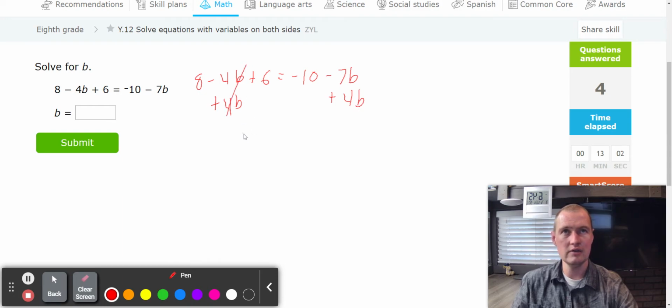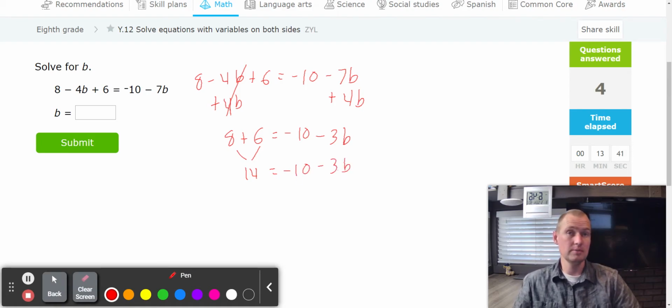So the 4b's cancel out, and 8 plus 6 comes down, equals negative 10, negative 7b plus 4b. Because they're opposites, 7 minus 4 is 3b, and because the magnitude of the 7 is larger and it's negative, we go negative 3b. Here's an easy one: on the same side, we got 8 plus 6, and you just add them directly. 8 plus 6 is 14 equals negative 10 minus 3b.